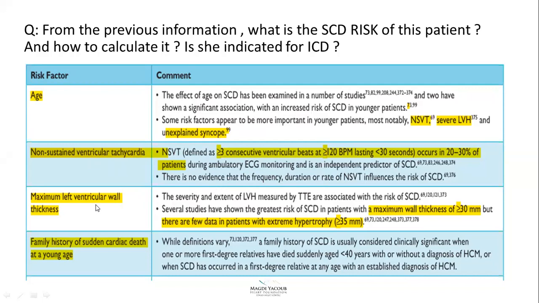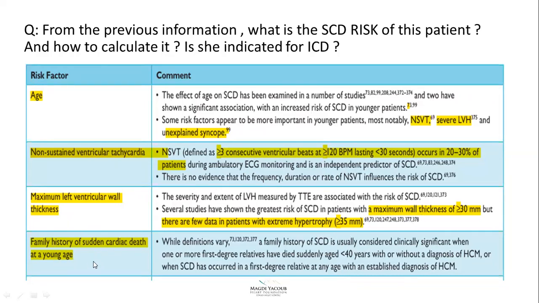The maximum LV wall thickness: the more LV wall thickness, the more risk of sudden death, and patients with maximum wall thickness of more than 30 have the highest mortality rate or sudden cardiac death risk.